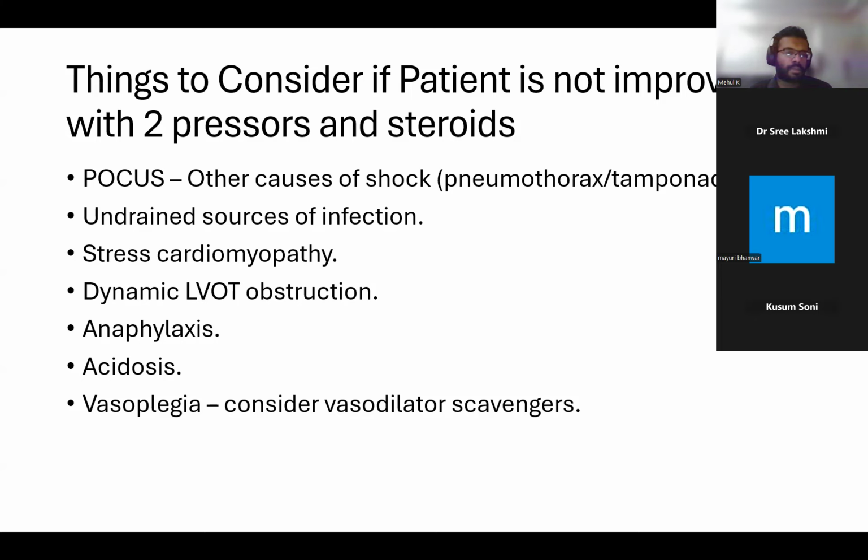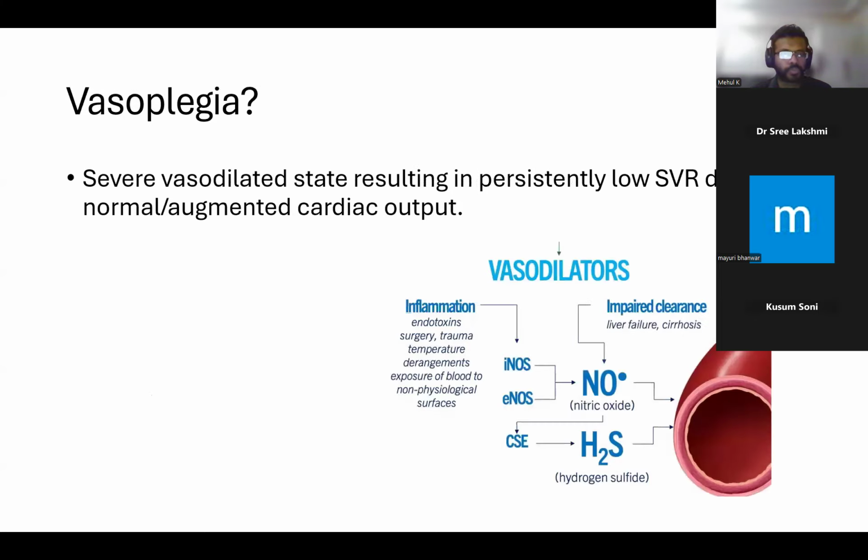And lastly, we have something called vasoplegia. So what do we mean by vasoplegia? It is a severe vasodilated state resulting in persistently low systemic vascular resistance despite normal or even augmented cardiac output. So it's basically a severe vasodilated condition.